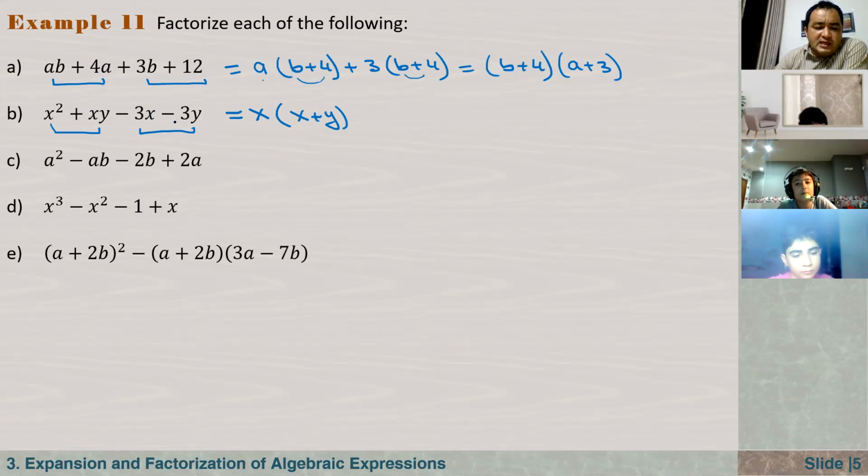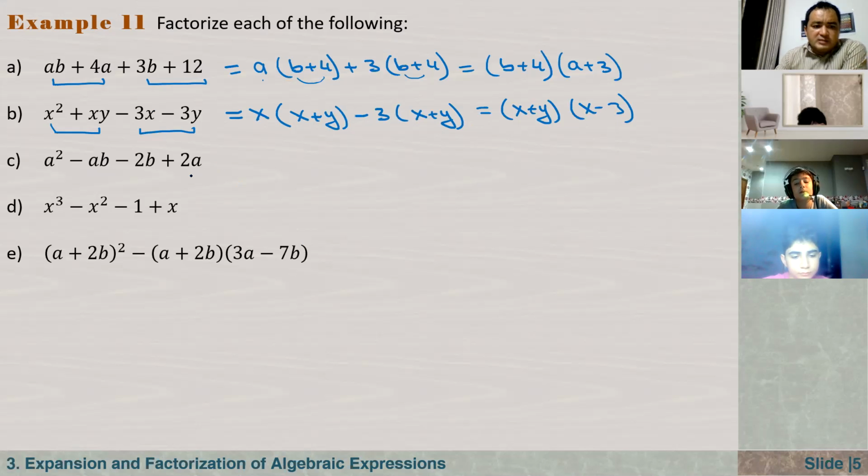And in the second group, -3 is a common factor, and here we have x plus y. And now the good thing here is we have a common factor again, x plus y. So here we have x plus y, and here we have x minus 3.